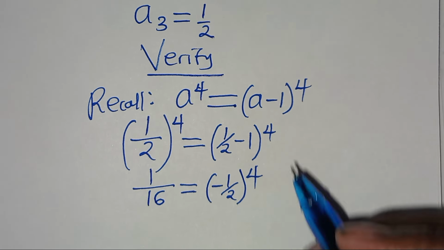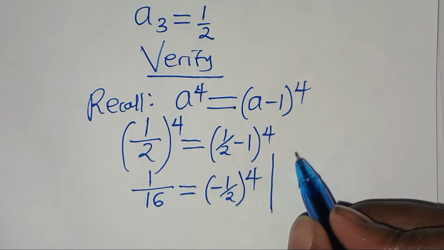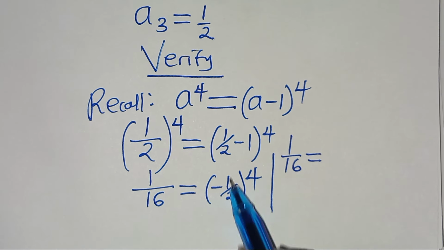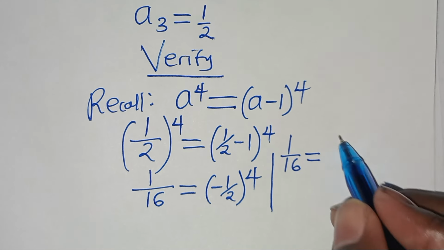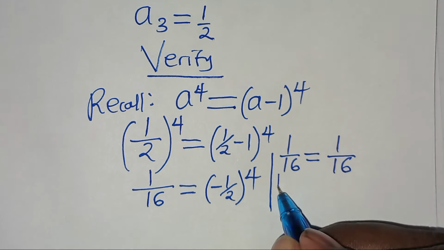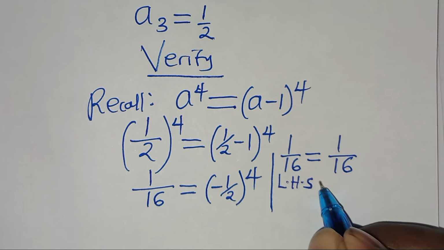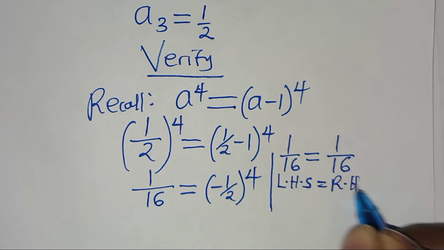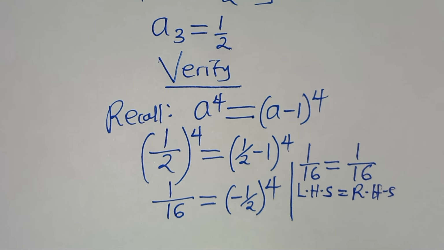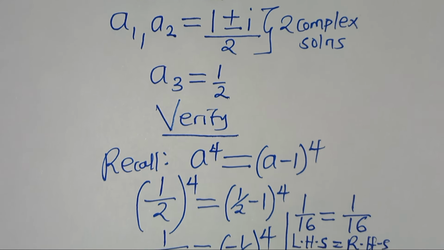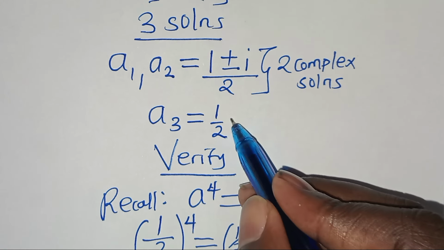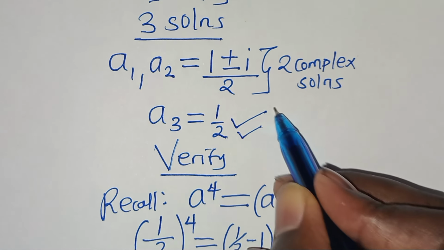Now this implies that here we have 1 over 16, equal to (minus a half) raised to the power of 4, which is 1 over 16. So the left hand side is equal to the right hand side. And this implies that we have 3 solutions here: 2 complex solutions and 1 real solution, which satisfies the equation.